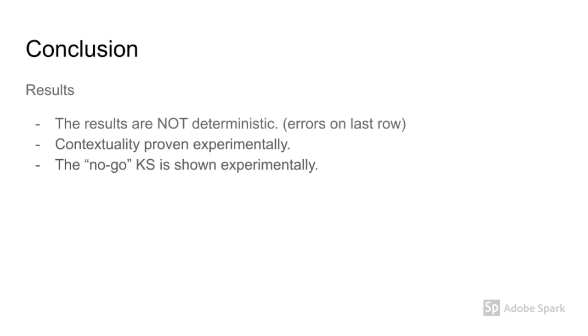Now let me remind you once more about the Kochen-Specker theorem. The theorem states that for Hilbert spaces of dimension 3 or more, there exists no non-contextual hidden variable model reproducing the predictions of quantum mechanics. Since it's been shown that the results were not deterministic, it's also been shown that they were contextual, proving the Kochen-Specker theorem.